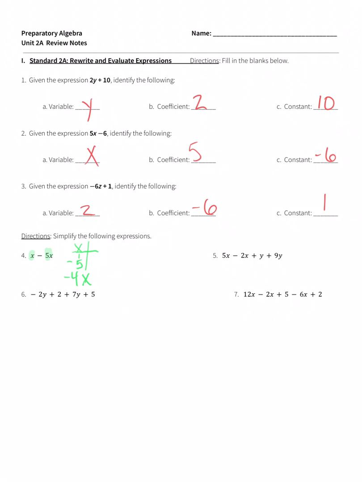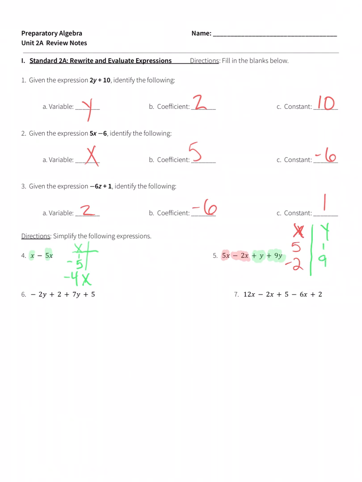Okay, next, we have 5x minus 2x plus y plus 9y. If I look here, I can see that I have 2 different types of terms. I have x's and I have y's. Now that I have identified my like terms, my next step is to combine them to simplify my expression. So I have x's and I have my y's. I have 5x, so I have a 5, and I have a negative 2. I have a 1y and a 9y.